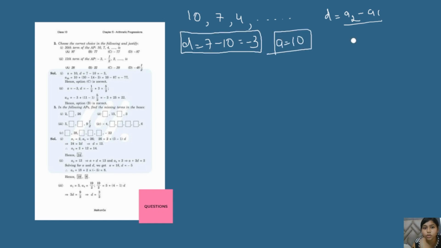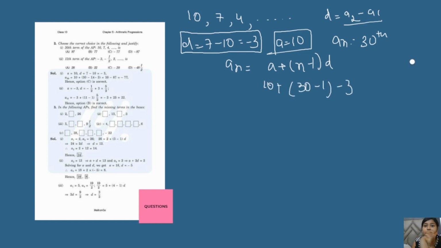You have to find the nth term, that is the 30th term. an is equal to your 30th term. What you will do is an equals a plus n minus 1 d. So a is 10, n is 30 minus 1, d is minus 3. What you will get is 10 plus 29 into minus 3. After multiplying, you will get 87, so minus 87 plus 10 equals minus 77. So the 30th term of the AP is minus 77.